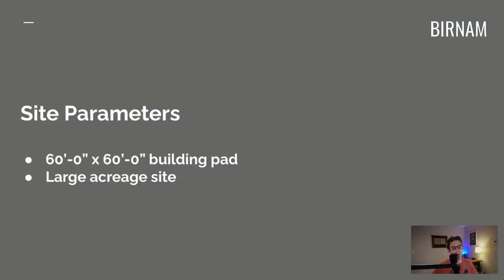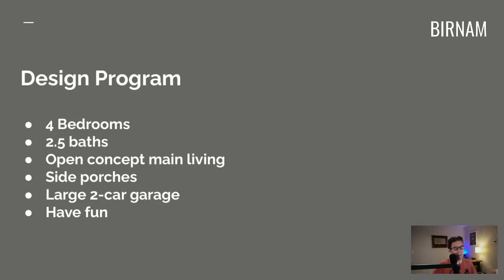All right, some site parameters. So 60 by 60 building pad. I'm not going to be super strict on this. Most people looking at a barndominium have an acreage site, so I'm going to stick with that. But 60 by 60 pad gets you a common size barndominium. And then design program. We're going to try for 4 beds, 2.5 baths, open concept main living. Obviously, you saw on the exterior there, we're going to do some side porches. We want a really large 2-car garage, and we're going to have some fun.